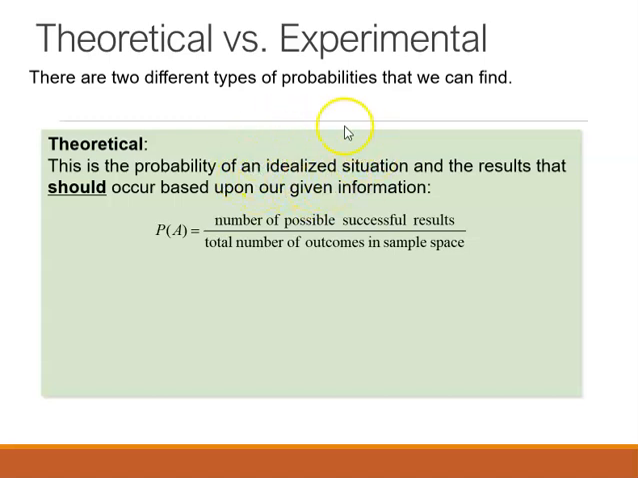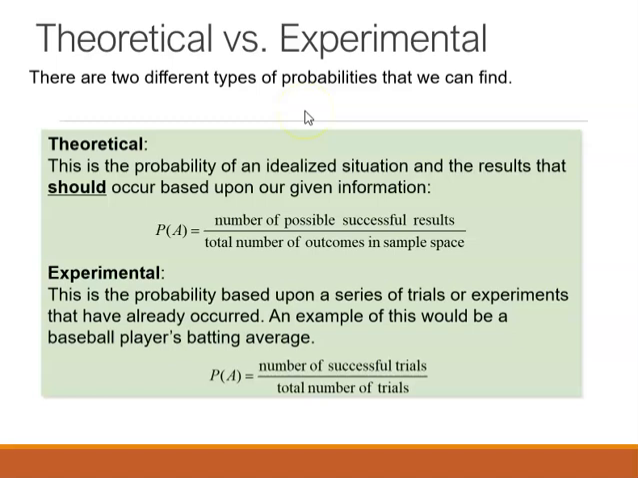Now, most of the calculations and the problems we're going to be doing are going to be using theoretical probabilities. But what if you wanted to check to see if, okay, Mr. Kulik said this coin is fair? How would I check that? Well, you'd do an experiment. You'd calculate an experimental probability.